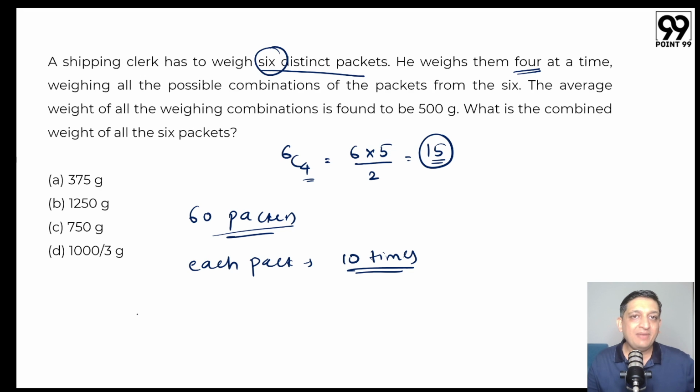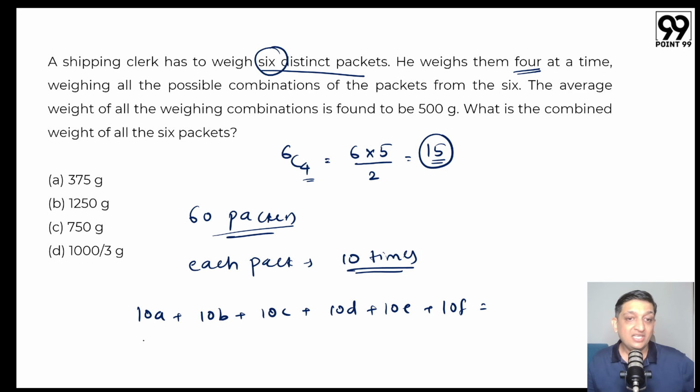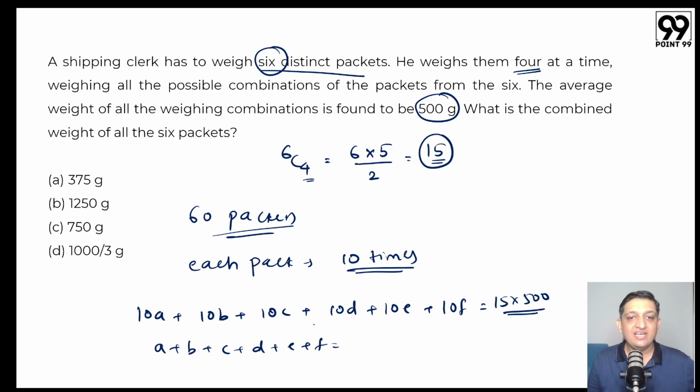So if we call these packets A, B, C, D, E, F, then the total of all the combinations is going to be 10 times A plus 10 times B plus 10 times C plus 10 times D plus 10 times E plus 10 times F. The combination of these 6 is going to be 500 into the number of combinations, because there are 15 combinations and the average is 500. So this is going to be 15 into 500. So I will be able to say that A plus B plus C plus D plus E plus F, I will be able to cancel out a 0 from the right hand side and the left hand side.